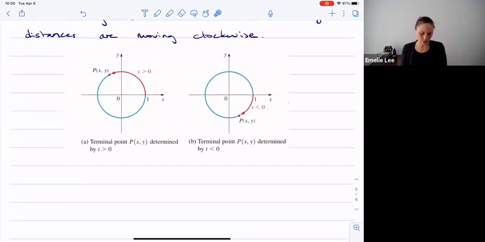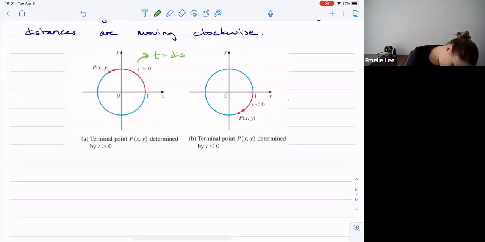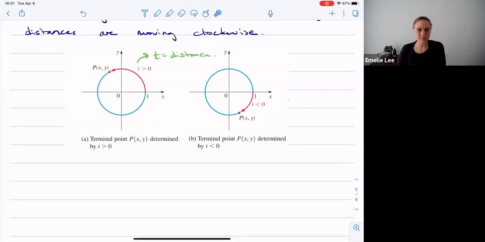Okay. So here, we're denoting distances by t, a lowercase t. So if t is the distance around the unit circle, then we end up at what we call a terminal point, right? So terminal means the end. And so if we move a distance of t, we end up at P(x, y), which is the terminal point. Now, if we've got a negative distance, then we move clockwise around the circle. But again, we're just going to end up at a terminal point.